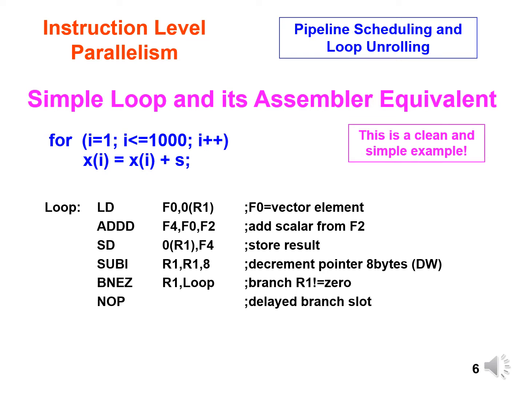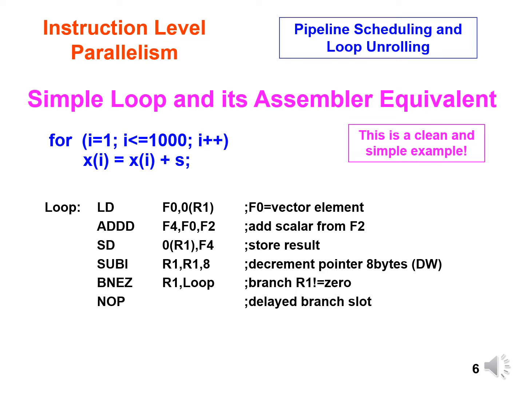So this is the for loop. For i equal to 1, i less than or equal to 1000, i plus plus, x of i equal to x of i plus s. So this is the basic for loop. This loop will execute 1000 times, right? For i equal to 1 to i equal to 1000, this statement is going to execute 1000 times. So this is the simple looping statement.